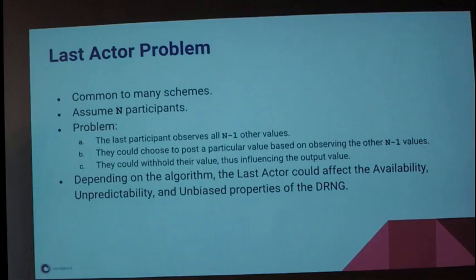There's also the idea of the last actor, and the last actor problem is common to many schemes. The idea is that you'll have n participants in the scheme, and if you can just sit around and wait for the first n-1 participants to participate, then maybe you can do something to either generate an output of your choosing, or maybe bias the output in some way, or maybe halt the algorithm. So the last actor is a common fault in these algorithms, and something to think through.